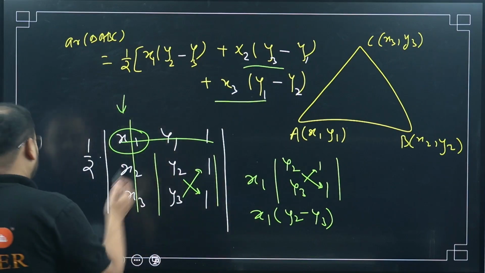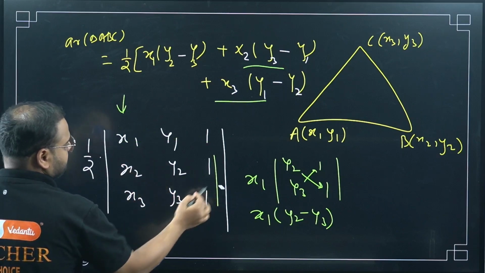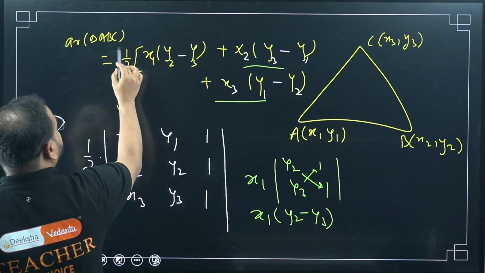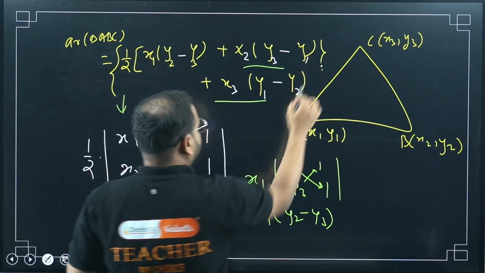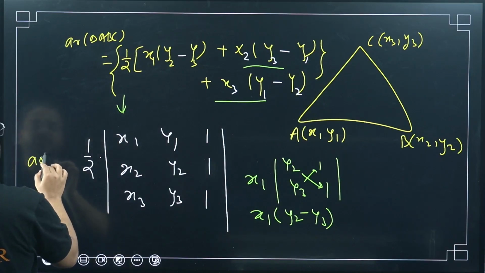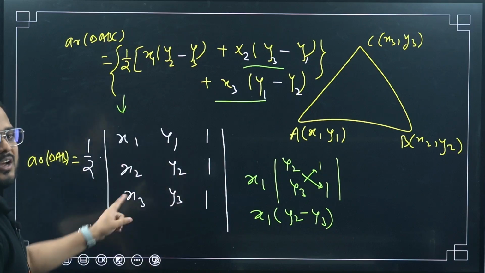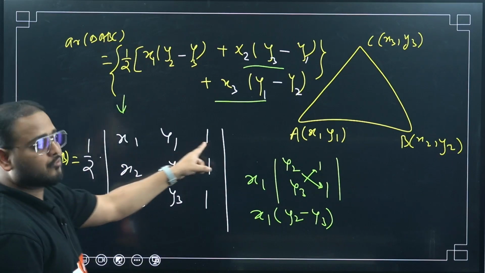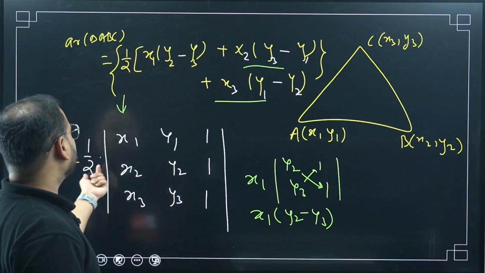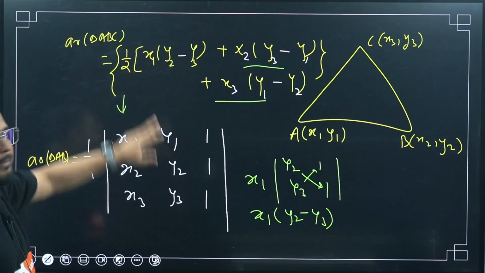Now basically what I'm trying to say is, I can rewrite this given equation in this determinant form. So the area of triangle ABC can be found using this relation, the determinant x1 y1 1, x2 y2 1, x3 y3 1. Determinant of this multiplied by 1 by 2, a constant multiplied over here. How do we compare this?